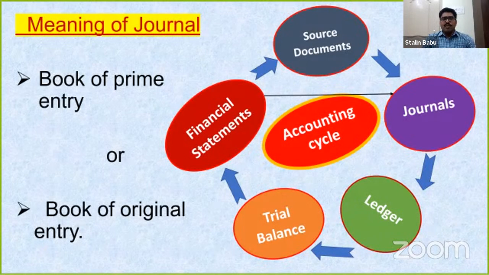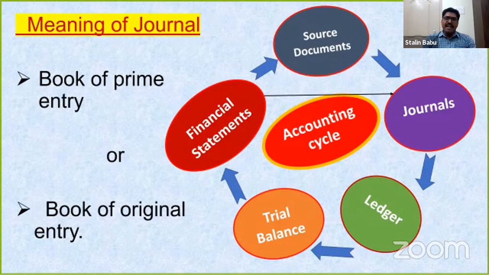So this journal book is also called the book of prime entry or book of original entry. So why do we call it the book of prime entry? If you observe the accounting cycle, we post the business transactions like purchases, sales, purchase returns, sales returns with the help of source documents like invoices, bills. With the source document, we are primarily entering this transaction in the book, the journal.